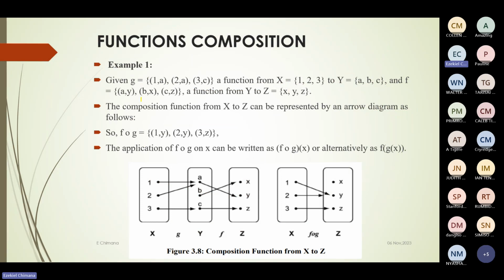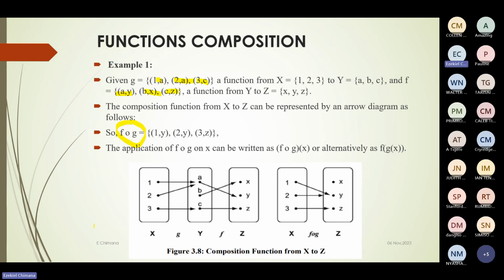Given G: 1 to A, 2 to A, and 3 to C, a function from X = {1, 2, 3} to Y = {A, B, C}, and F: A to Y, B to X, C to Z, which is a function from Y to Z, the composition function from X to Z can be represented by an arrow diagram as follows: F of G, which will be 1 to Y, 2 to Y, 3 to Z. If you look at this, we've got X, Y, and Z, and then this F of G. Here we've got 1 to A, 2 to A, and 3 to C plotted, and at the same time the relation from Y to Z, A to Y, B to X, and C to Z.